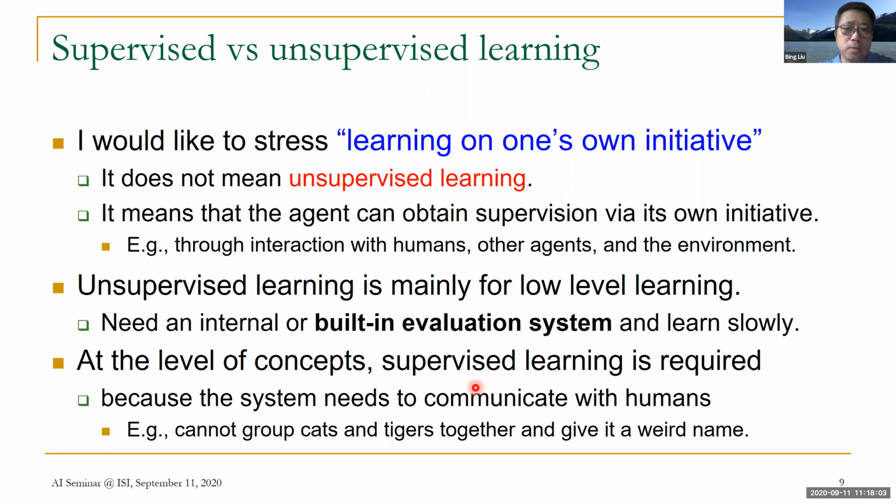Of course, the supervisor is also important because for an agent to communicate with humans, it can't just learn unsupervised by itself. For example, the agent cannot group cats and tigers together and give it a weird name like 1, 2, 3, because in that case you can't really communicate with people. Another thing, of course, is that a lot of things in the world are artifacts created by people. So the system is going to take a lot of time learning them unsupervised.